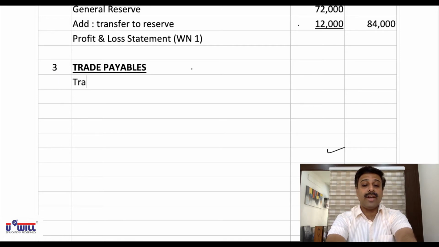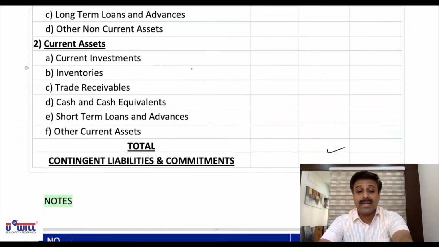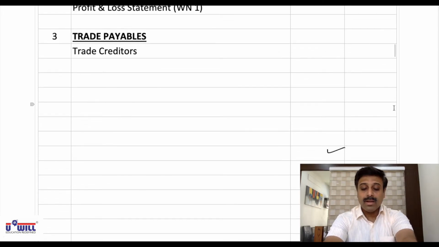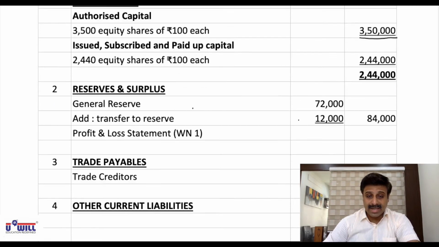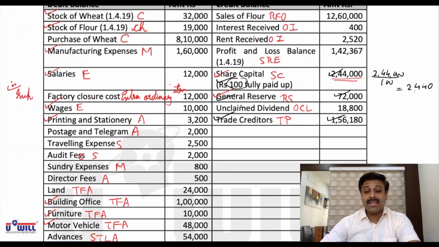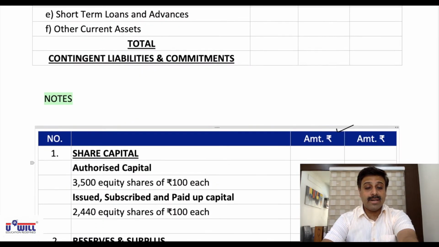In that we will have trade creditors. What is the amount of trade creditors we have put on? 156,180, and that itself is the total. Then after trade creditors, we have other current liabilities. So items marked as OCL, other current liabilities. From the trial balance, we have unclaimed dividend of 18,800. Okay, unclaimed dividend 18,800.